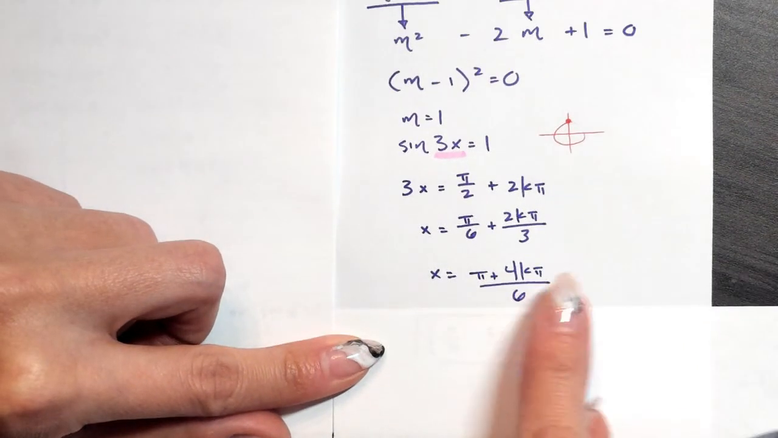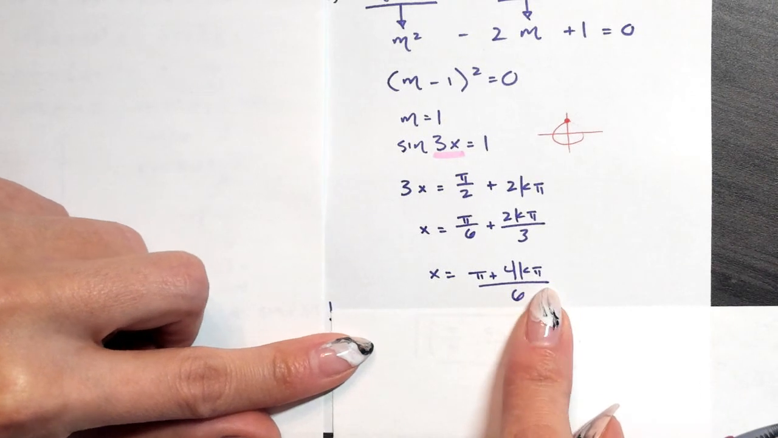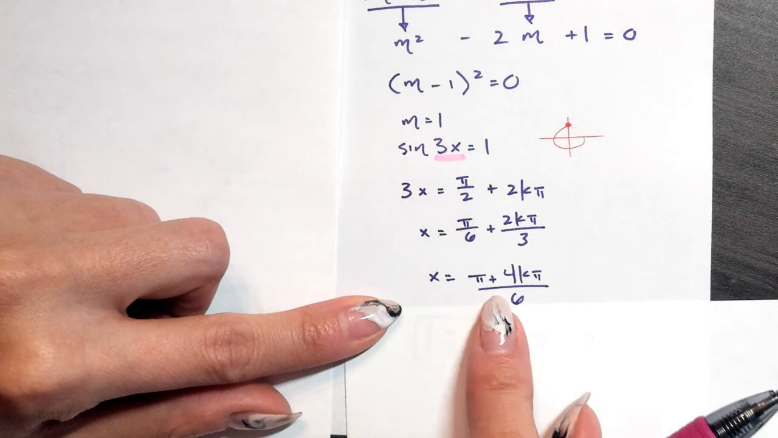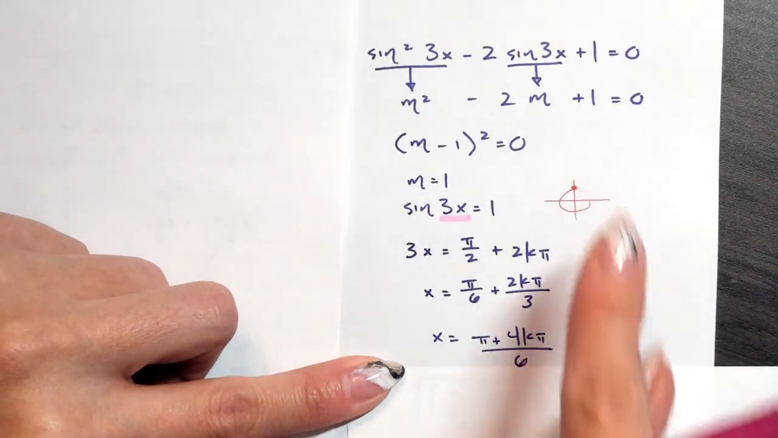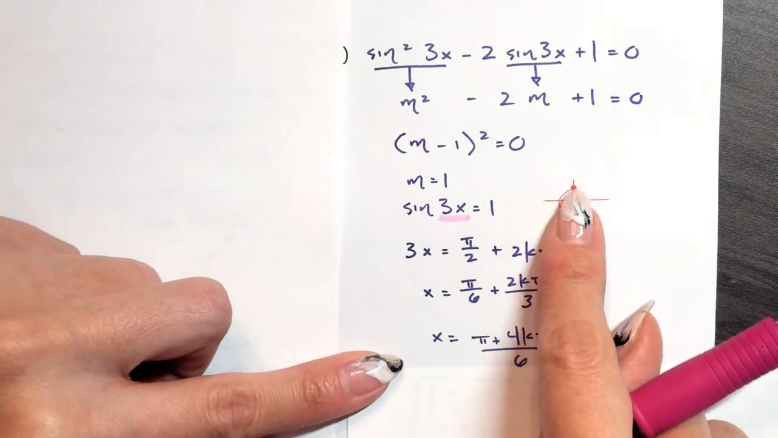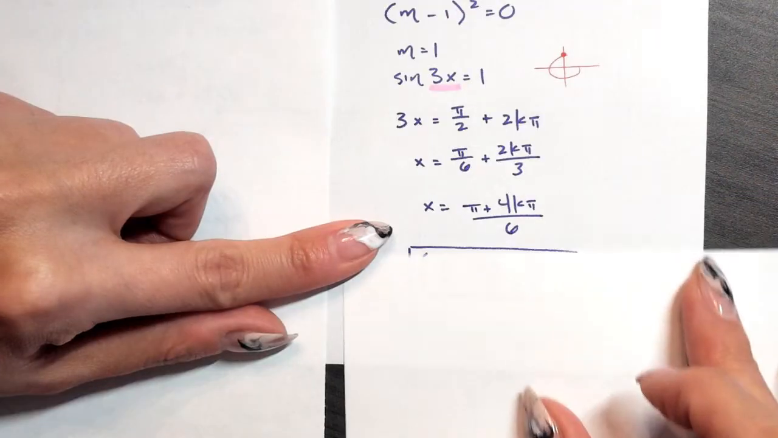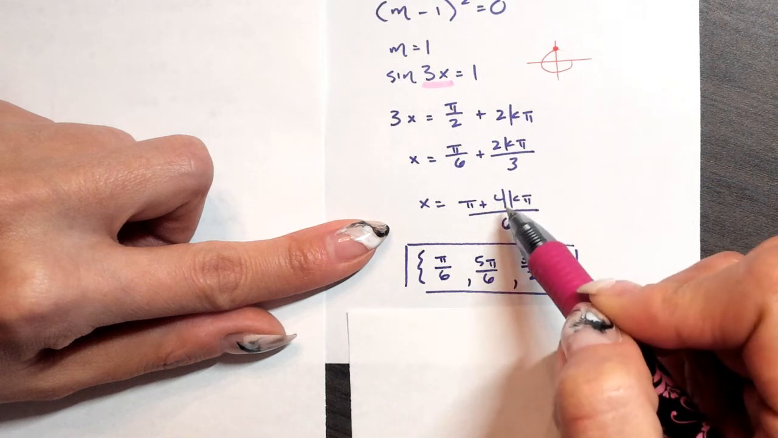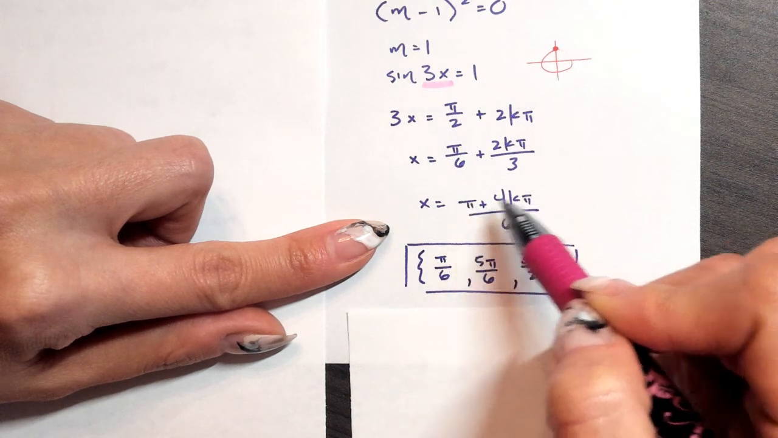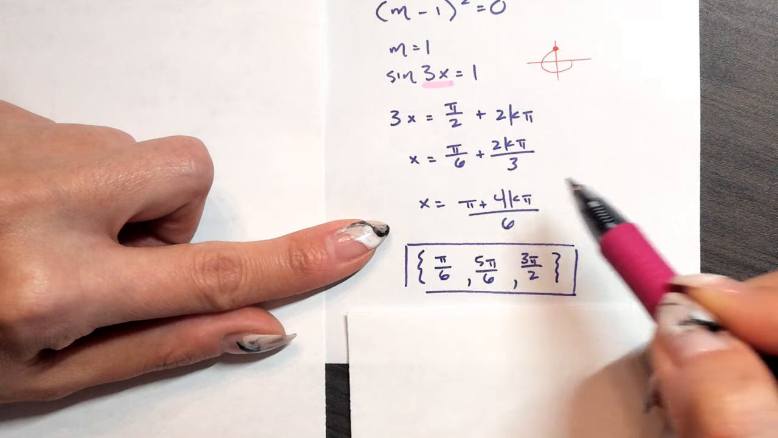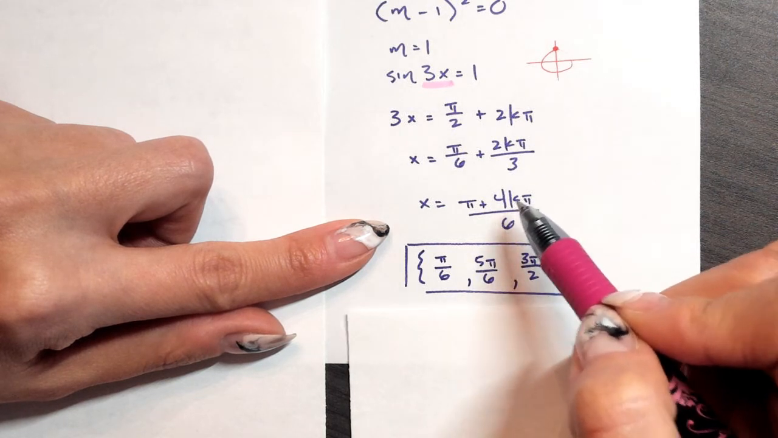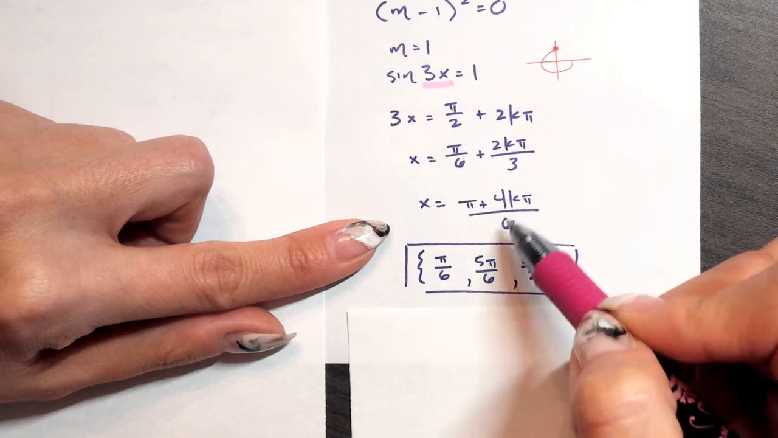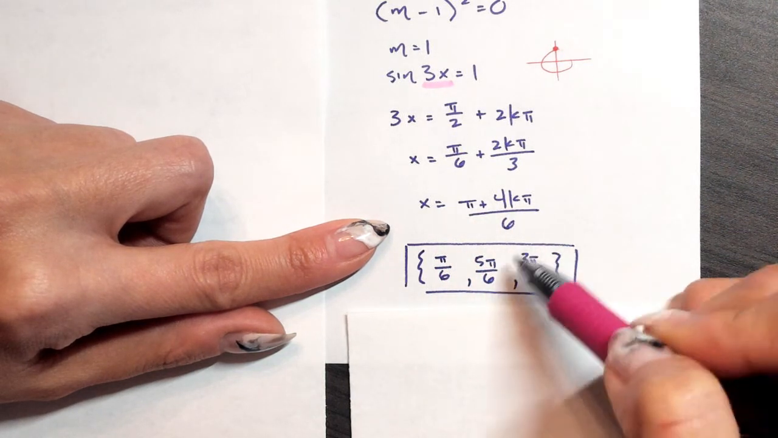And then I start plugging in. Just like before, you start with 0 and you get pi over 6. How many answers should I have, guys? It says 3x, so I have 3 answers. You plug in 0, you get that. You plug in 1, you get 4 pi plus pi is 5 pi over 6. You plug in 2, and you get 8 pi plus pi is 9 pi over 6. What's 9 pi over 6? It's 3 pi over 2.